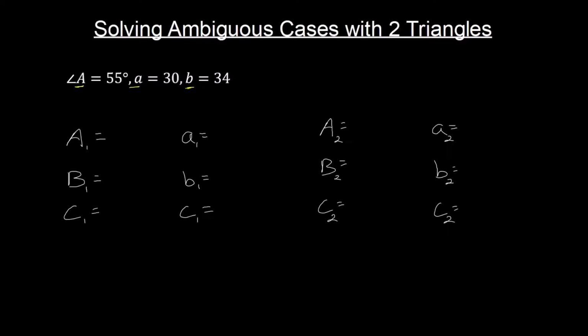Now the good news with this is they still give us certain information. They have told us, and we cannot change the fact, that angle A is 55 degrees. And that's going to hold true for both triangles. So this given information will always stay the same. So this side length A1 will also be 30 units, A2 will be 30 units, and it will stay that way. B is going to be 34 on both triangles. It's the matter of solving these triangles that's going to be a little bit more difficult.